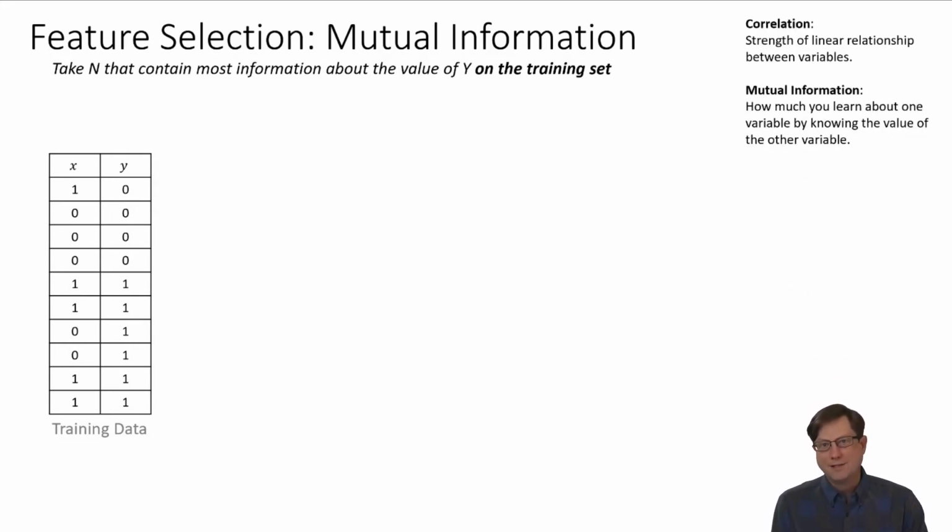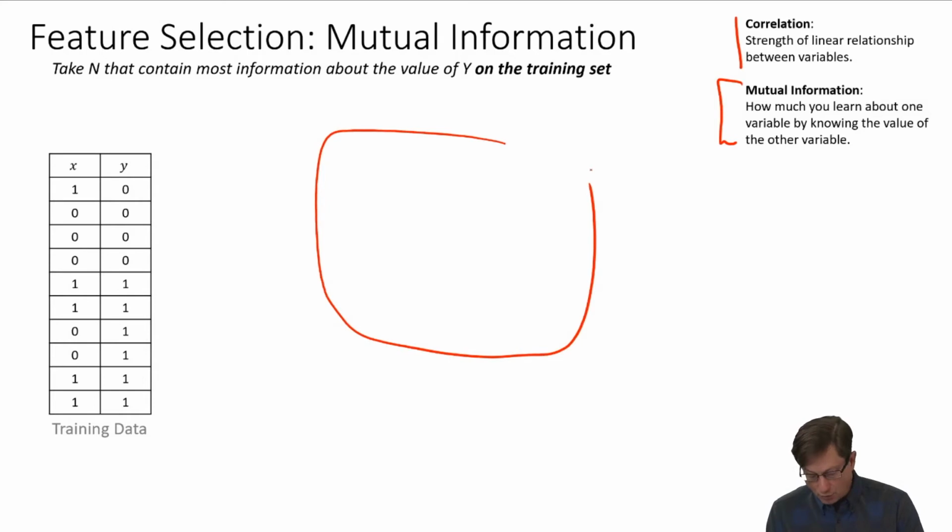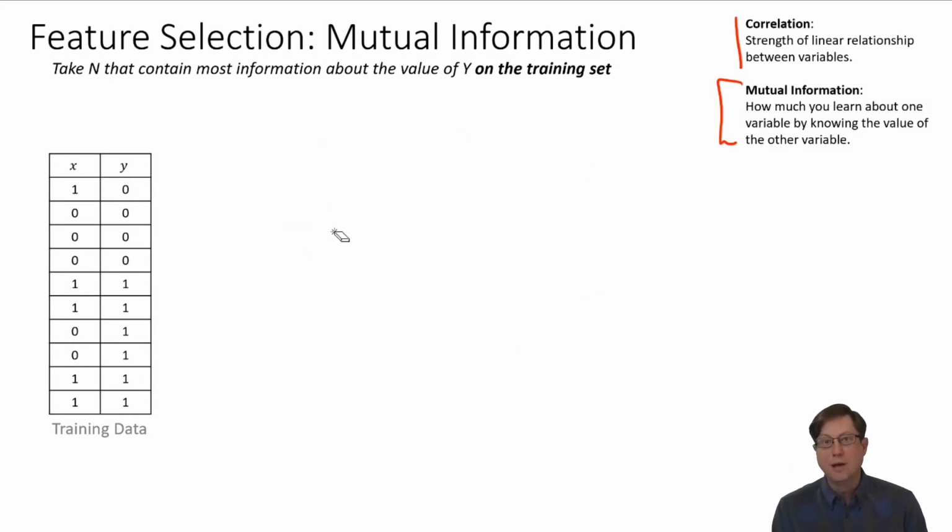And just a little, I get this question. It's a little bit like looking at the correlation between each feature and y, except for a slightly technical thing: correlation is the strength of a linear relationship between variables, and mutual information, which is what I'm going to draw right here, is how much you learn about one variable by knowing the value of the other variable.